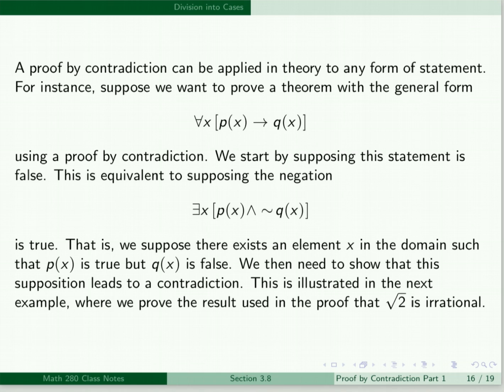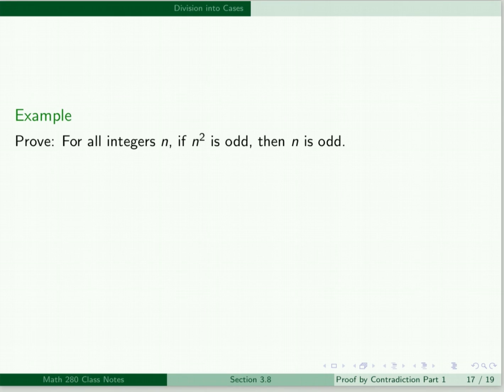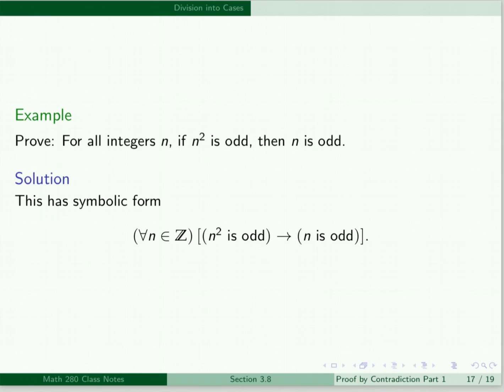This is illustrated in the next example, where we prove the result used in the proof that square root of 2 is irrational. So for this example, we want to prove for all integers n, if n squared is odd, then n is odd. This has symbolic form for all n in Z, n squared is odd implies n is odd.